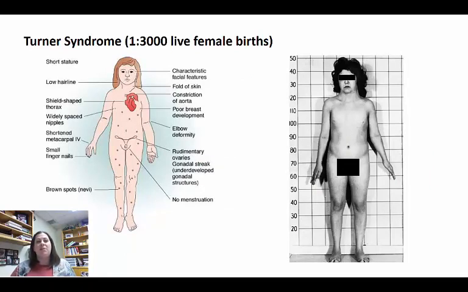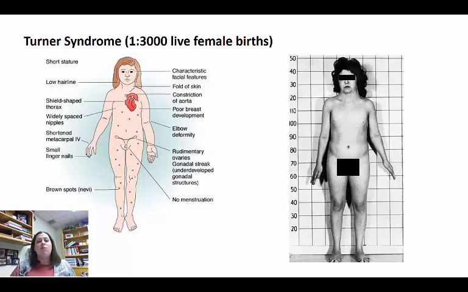Turner syndrome is found in about 1 in 3,000 live births, but this is only going to affect females. So this is 1 in 3,000 live female births. The reason it only affects females is because they have one X. This is considered a monosomy. So they have one normal X and they are missing anything else. They have no Y and no other X. Therefore, this is a female phenotype.